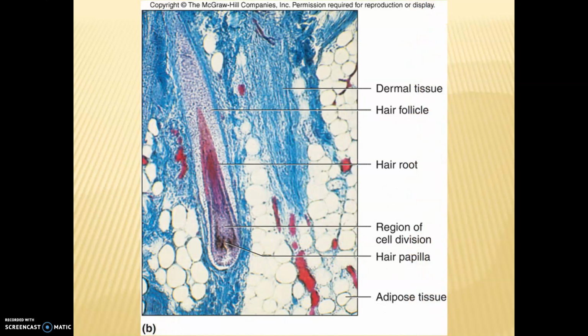If we're taking a look at our microscope image, we can see right here our hair follicle and our hair root here as well. So that's going to cover all the way around our hair root.